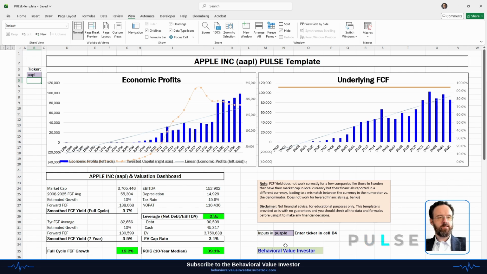Next, let's go to L, or leverage. Here, leverage, defined as net debt to EBITDA, is very low, close to zero actually. So again, very safe balance sheet. We don't need to spend too much time on that.